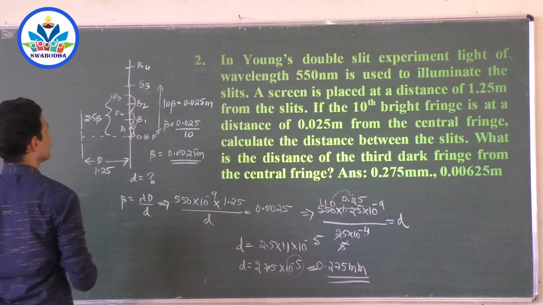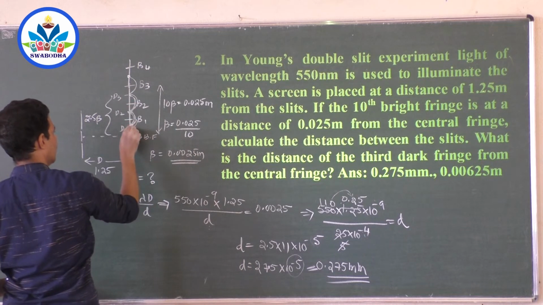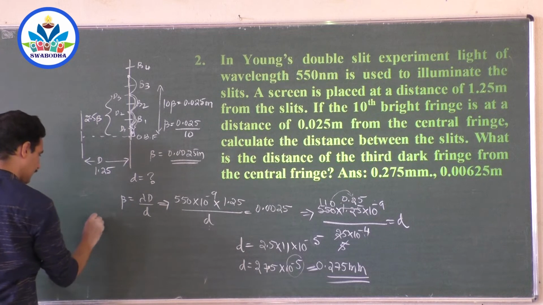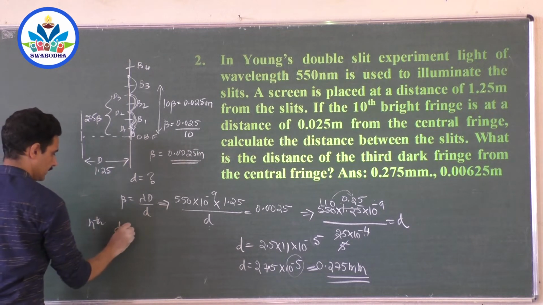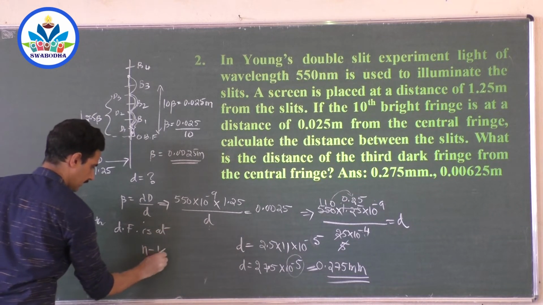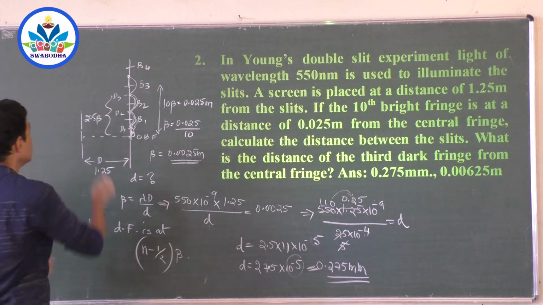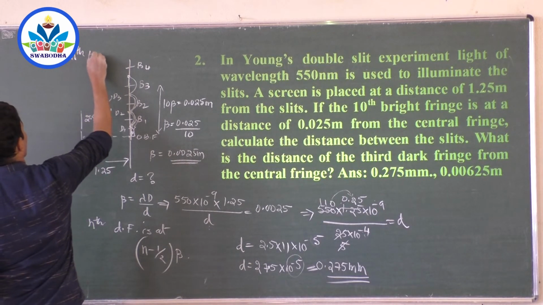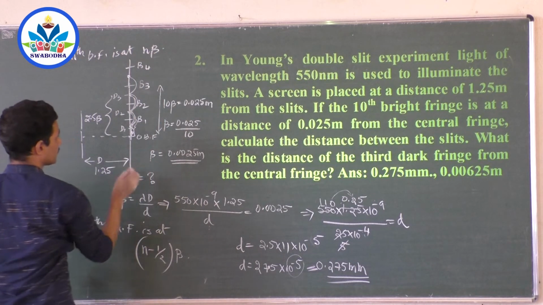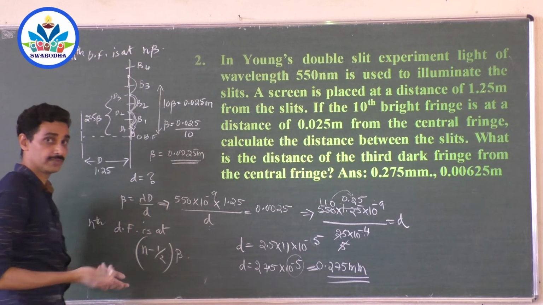Where is the fourth dark fringe? Here. It is 1 beta, 2 beta, 3 beta, and then this remaining half beta, 3.5 beta. So every nth dark fringe is at n minus half beta. That's all. Every nth bright fringe is at n beta. Where is the first bright fringe? 1 beta. Second bright fringe? 2 beta, 3 beta, 4 beta. Seventh bright fringe? 7 beta.